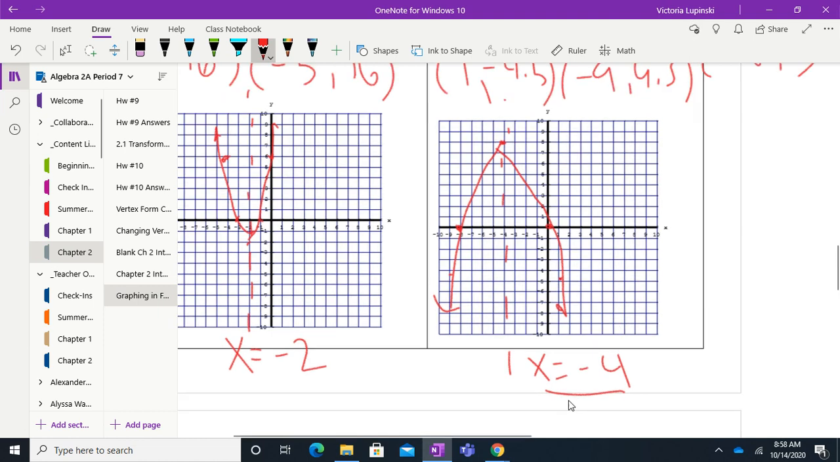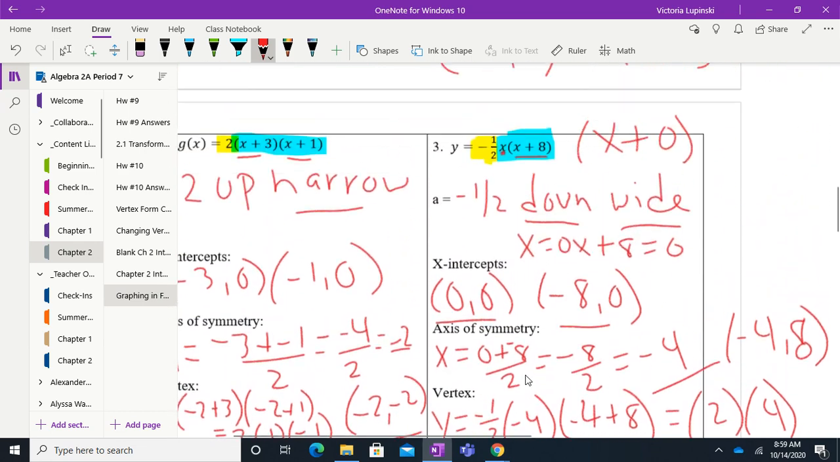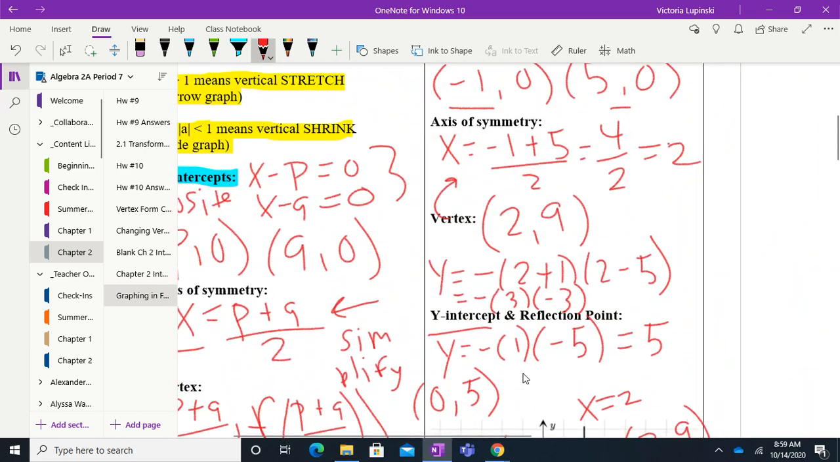So these are just 3 of the possible graphs in factored form that you're going to be asked to do. You're now going to be asked to do 3 more for homework.